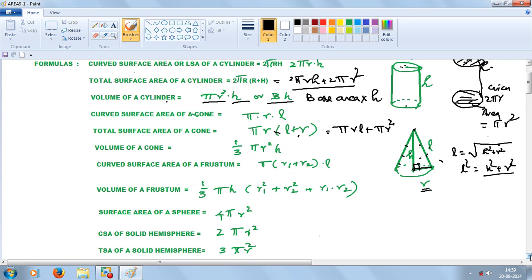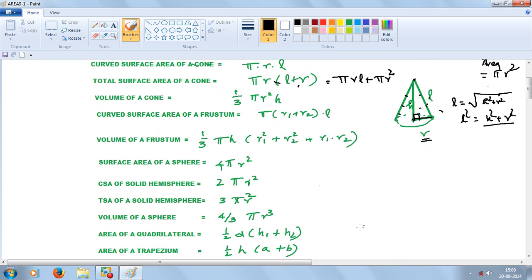Next, we will give the basic idea about the frustum. What is this frustum? Suppose this cone you are cutting somewhere in the middle like this, then how does it look? So at the bottom also it is a circle. The top, the circle is a little smaller.